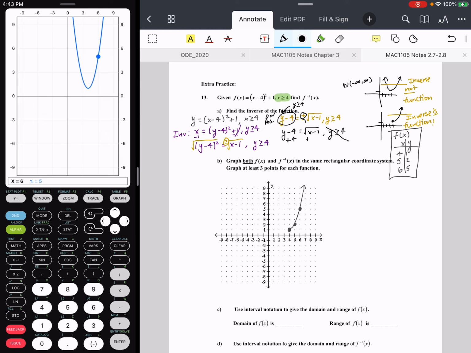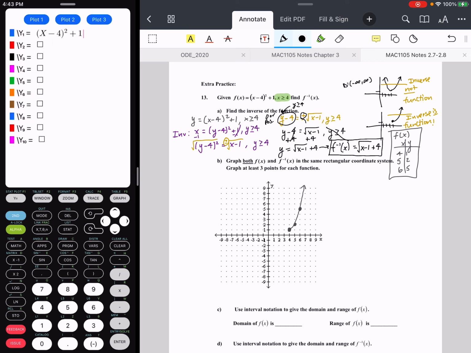I can add 4 to both sides. y equals square root of x minus 1 plus 4. And then finally we put this in f inverse of x notation. f inverse of x equals square root of x minus 1 plus 4. All right, so that's our inverse function.